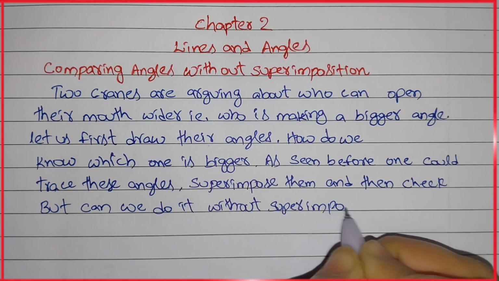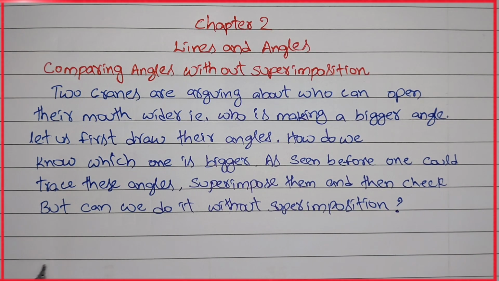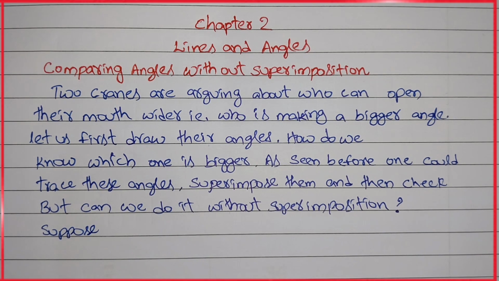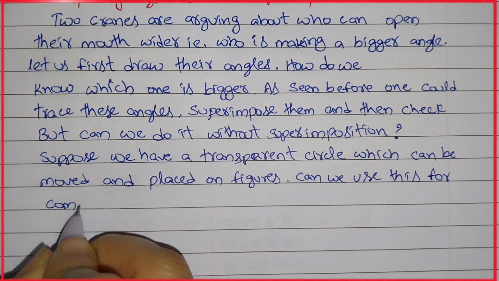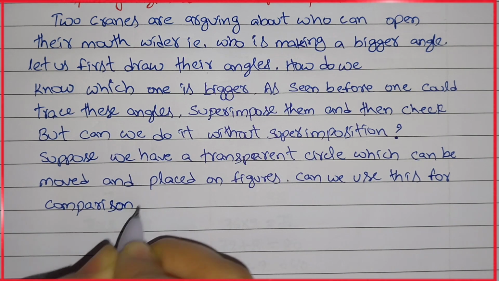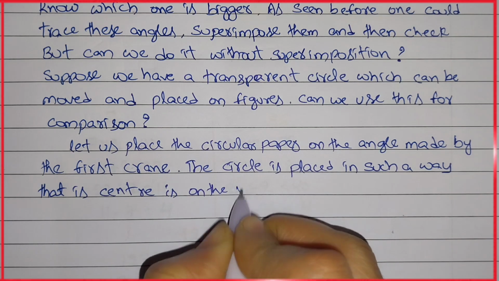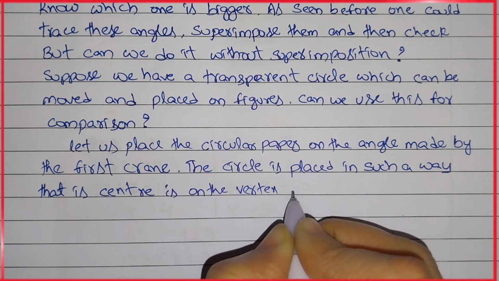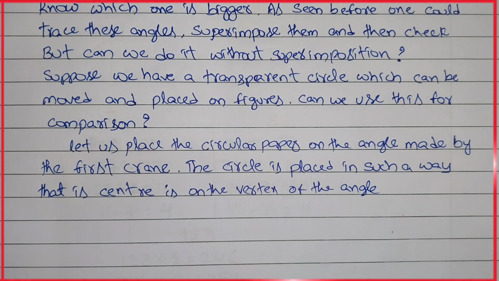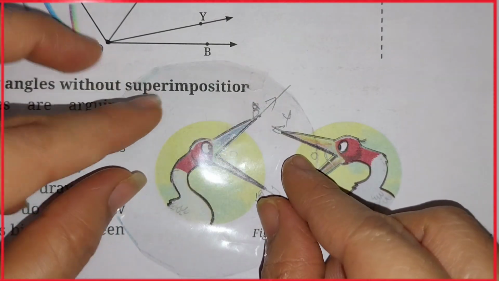How do we know which one is bigger? As seen before, one could trace these angles, superimpose them and then check. But can we do it without superimposition? Suppose we have a transparent circle which can be moved and placed on figures. Can we use this for comparison? Let us place the circular paper on the angle made by the first crane. The circle is placed in such a way that its center is on the vertex of the angle.